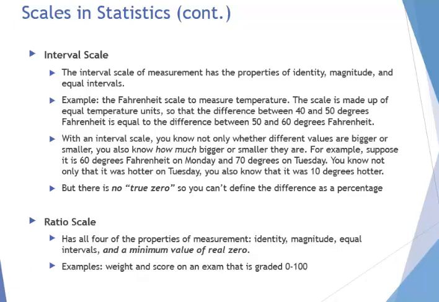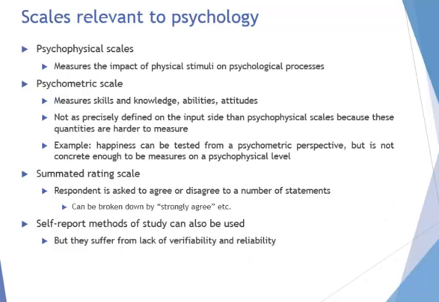Obviously, the best data would be on the ratio scale. If the data for whatever reason doesn't lend itself to a ratio scale, then at least an interval scale. When you get to the ordinal scale and you're just having orders, I guess that could matter to some extent. A nominal scale has virtually no place when it comes to experimentation. A couple of other issues regarding scales. There's the psychophysical scale, which measures the impact of physical stimuli on psychological processes.